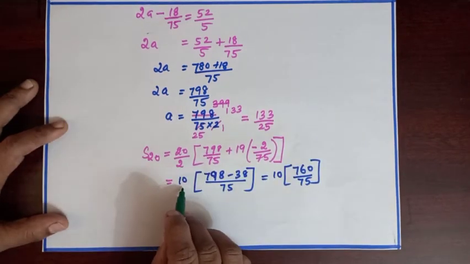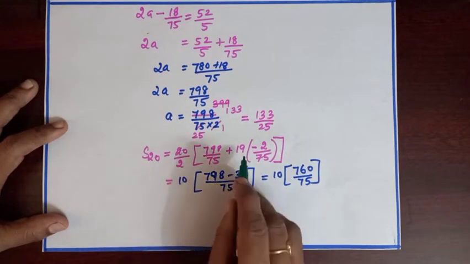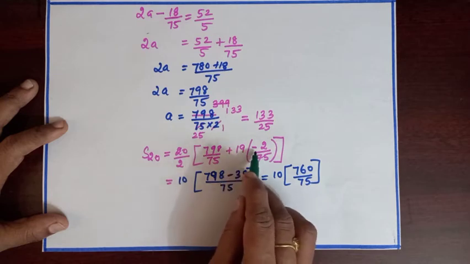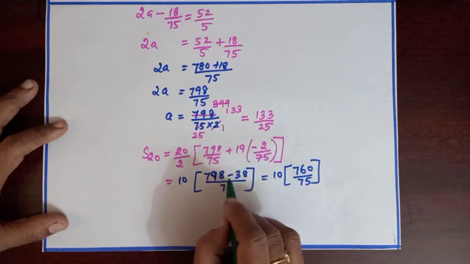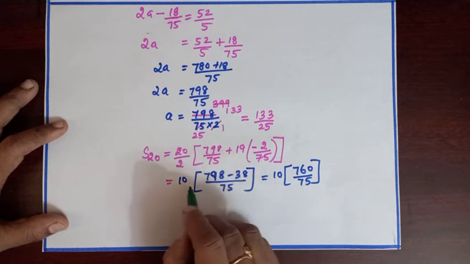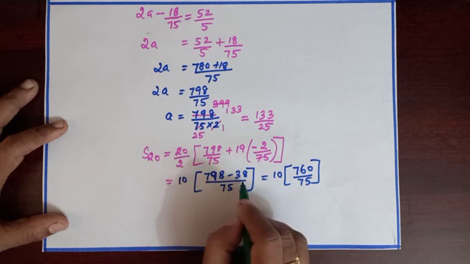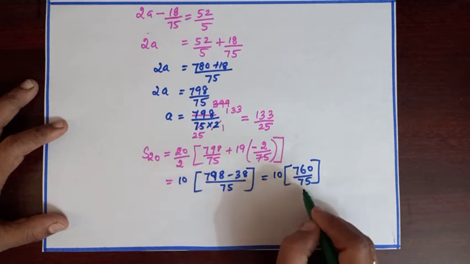20 by 2 is 10. 798 by 75 plus 19 into minus 2 is minus 38. So which is equal to 10 into 798 minus 38, that is 760 by 75. Now we need to do the cancellation.